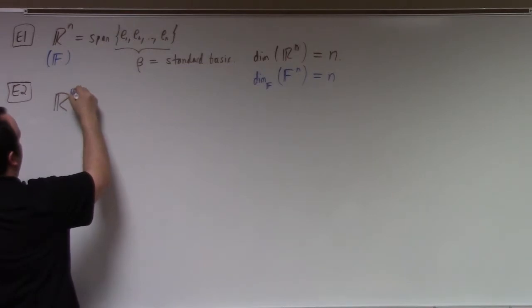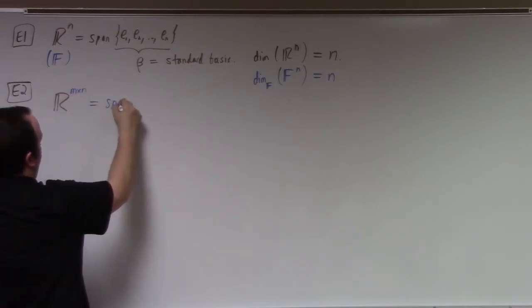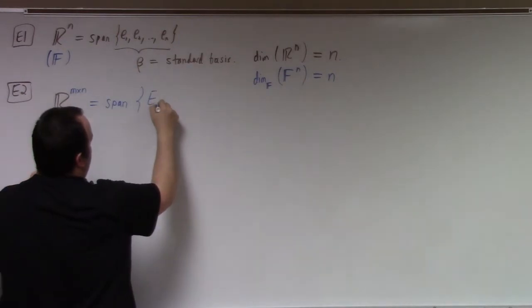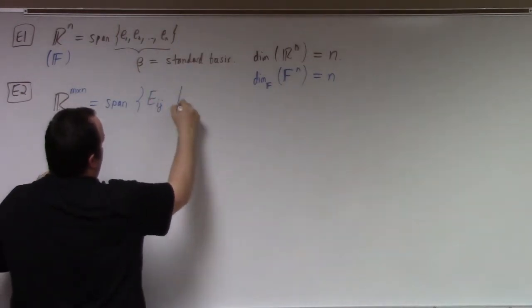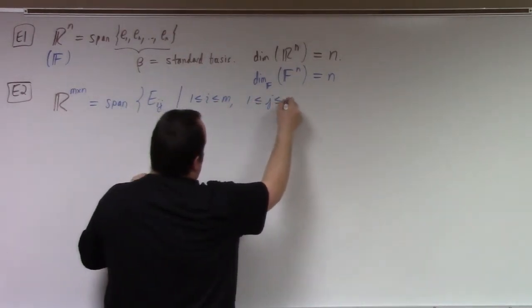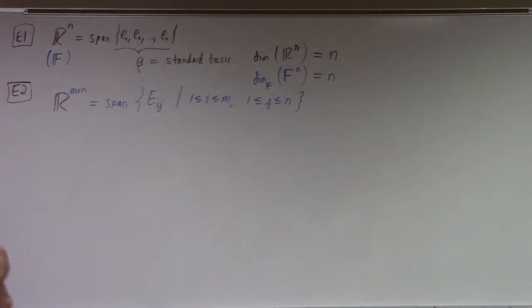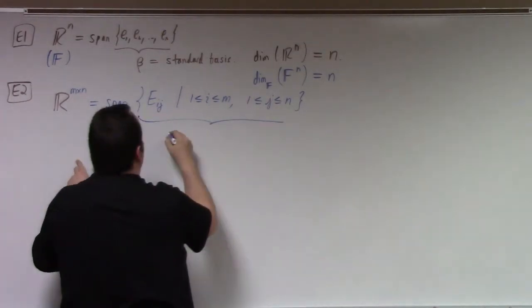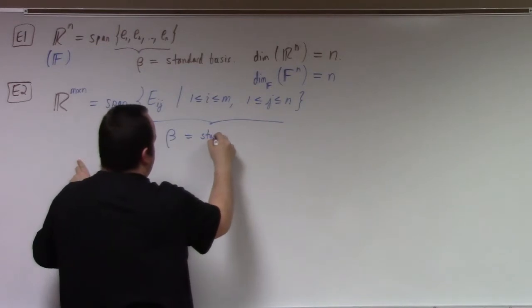So R^(m by n), what's the basis? That's the span of what? We get these Eij's such that 1 is less than or equal to i is less than or equal to m, 1 is less than or equal to j is less than or equal to n. That's our matrices with zeros mostly and just a one in one spot. We can build any matrix from a span of those. It's easy to prove that they're linearly independent. So in fact, those form a basis for R^(m by n). If you call that beta, it's the standard basis.